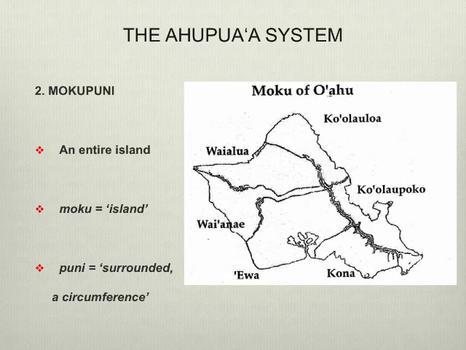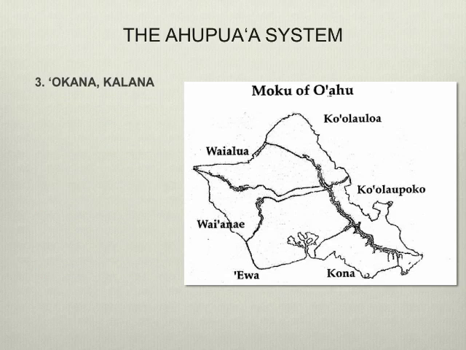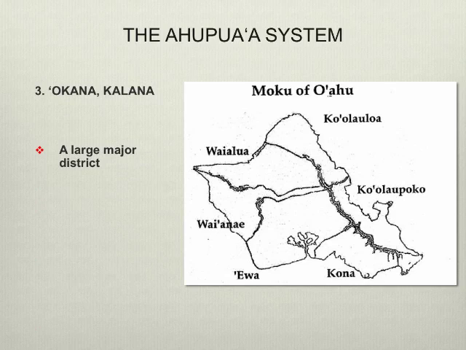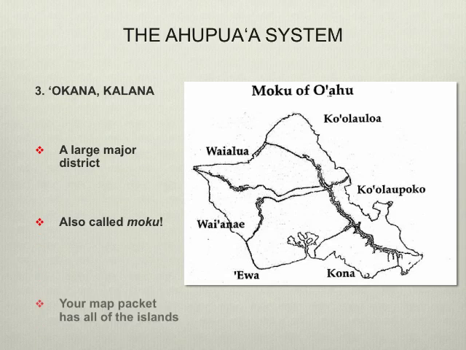So Mokupuni is an island, but it's cut off from other parts or other islands. It's an individual. Okay, so Moku of Oahu, as we have here. And you can see within this island several districts. So we have island chain, island, island districts, which really brings us to our next definition here.